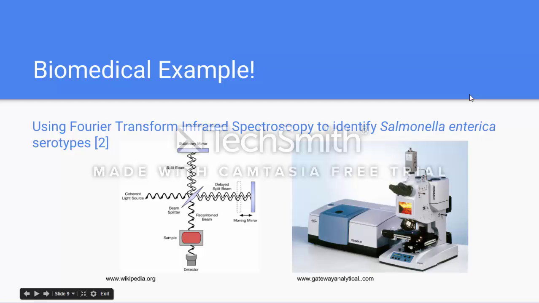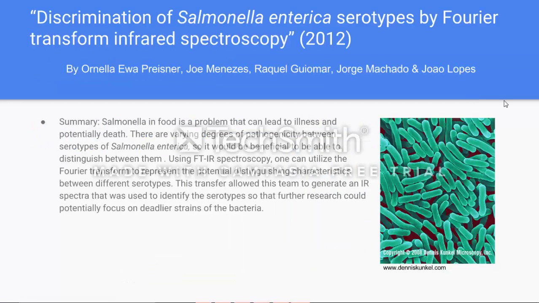Now we'll be getting into our biomedical example of a Fourier transform. And for this one, we decided to use this particular article using Fourier transform infrared spectroscopy to identify Salmonella enterica serotypes. I'm going to read a quick summary that a group has gathered from the article.